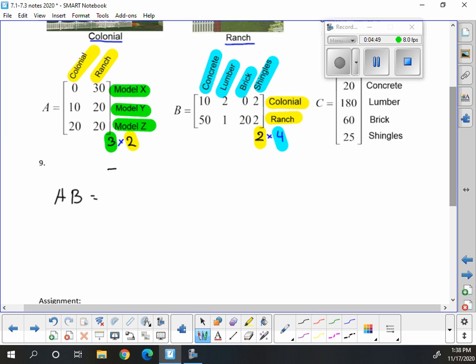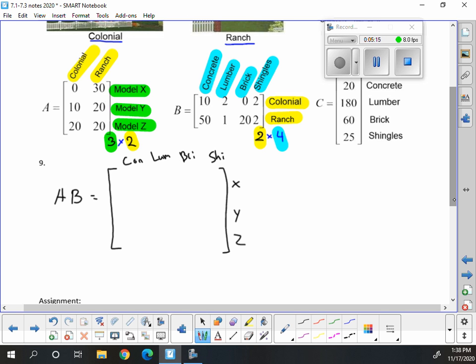So I'm going to set this up. My 3 rows are going to be models X, Y, and Z. And my 4 columns are going to be concrete, lumber, brick, and shingles. Look at my abbreviation, I'm amazing. So how does this work?